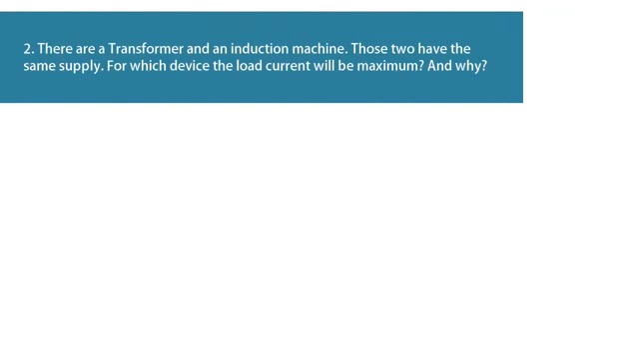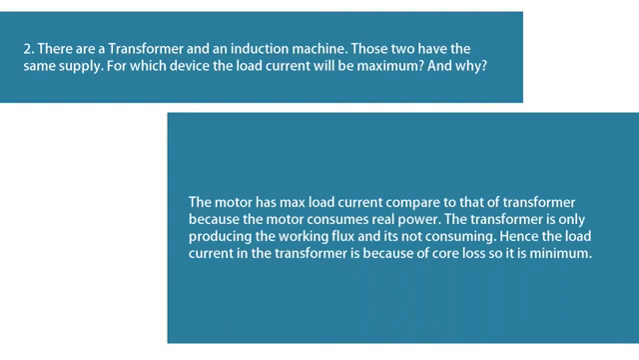2. There are a transformer and an induction machine. Those two have the same supply. For which device the load current will be maximum? And why? The motor has max load current compared to that of transformer because the motor consumes real power. The transformer is only producing the working flux and it's not consuming. Hence the load current in the transformer is because of core loss, so it is minimum.